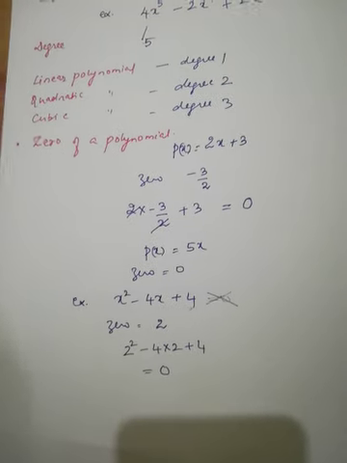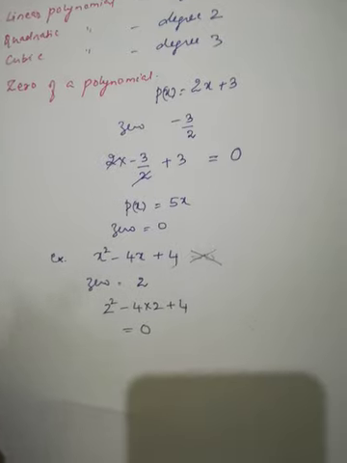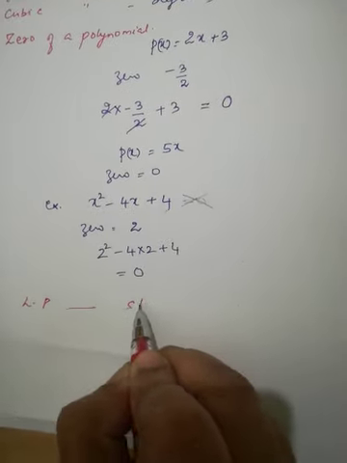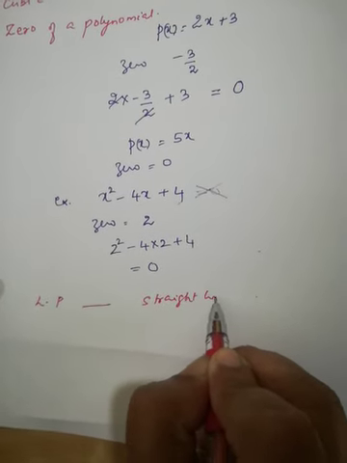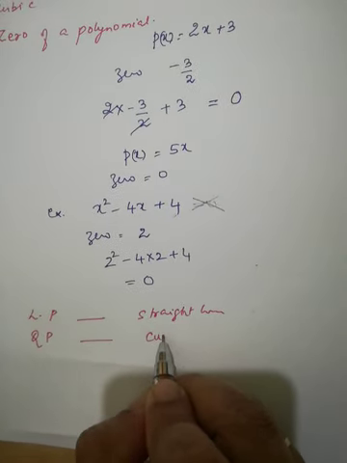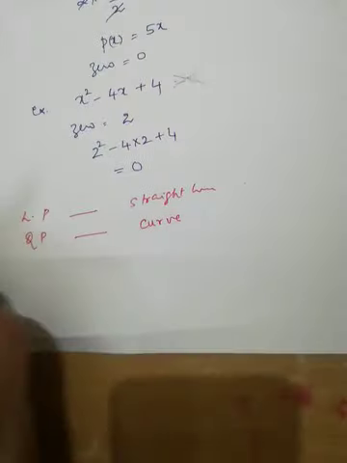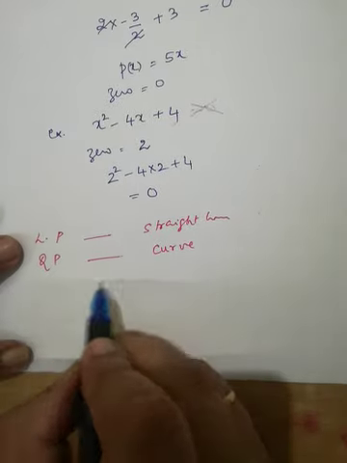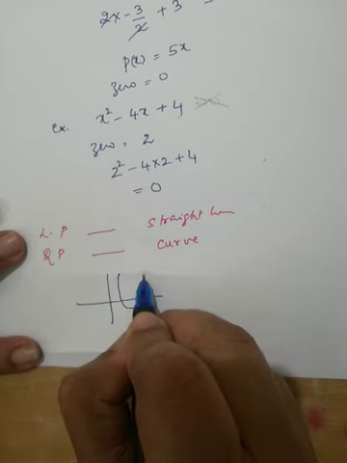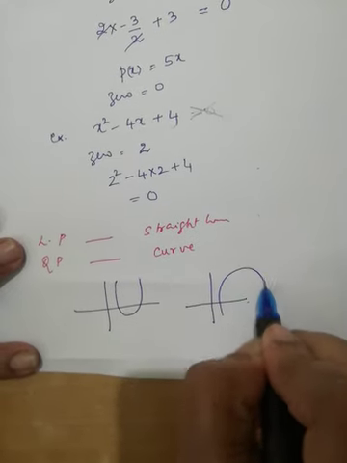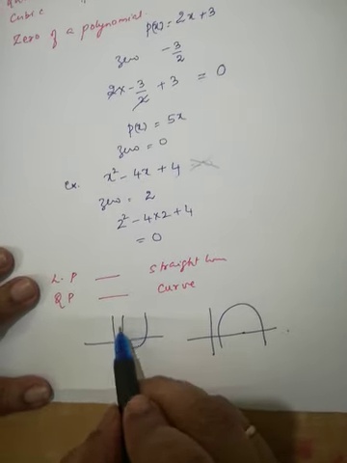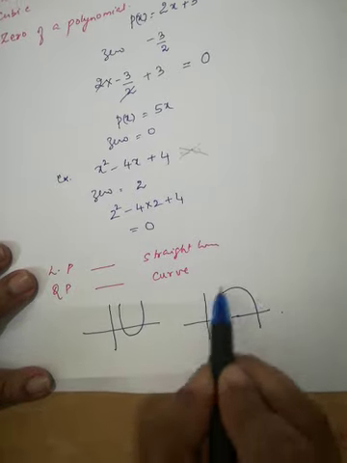Now the question arises, how will it look graphically? If it is a linear polynomial, the graph will be a straight line. And if it is a quadratic polynomial, then it will be a curve. What type of curve? There is no need of plotting the graph, but I will tell you, the curve will be either U-shaped or inverted U-shaped. The graph of a quadratic polynomial is known as a parabola.